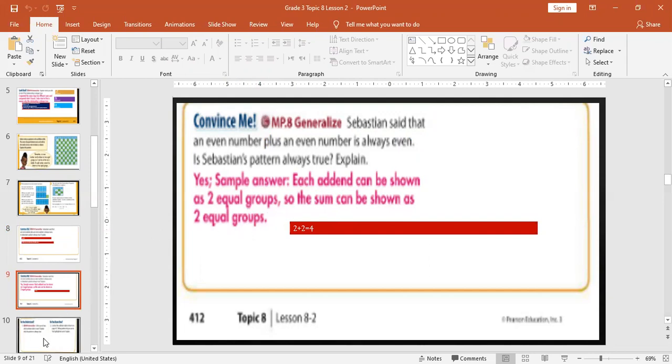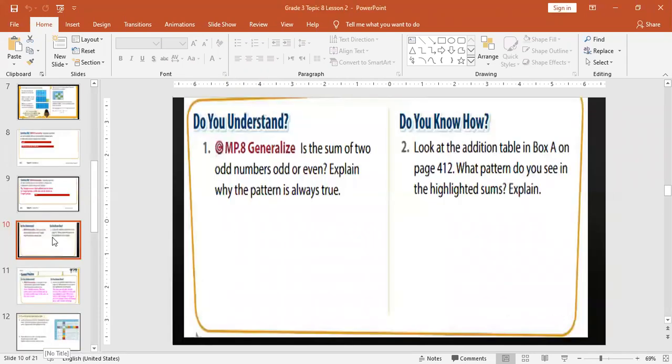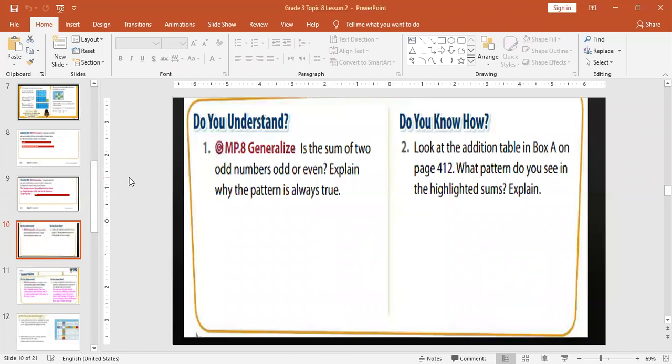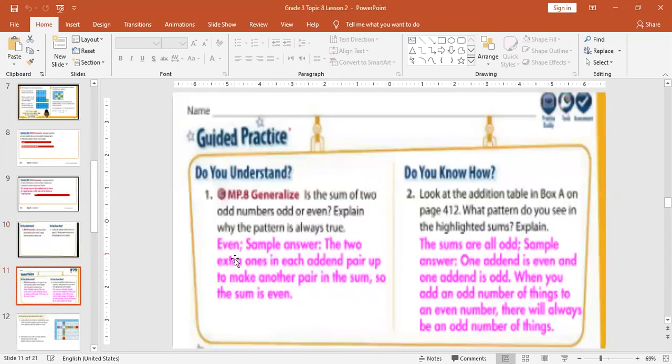Page 412. Now, page 413, he is telling me: is the sum of 2 odd numbers odd or even? Explain why the pattern is always true. It is even. Why do 2 odd numbers give even when we add them? Let's see, 3 plus 3. 3 plus 3 is 6. So yes, when I add 2 odd numbers, it gives me even.